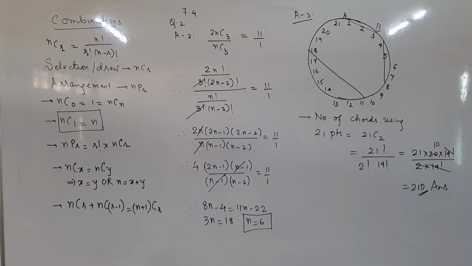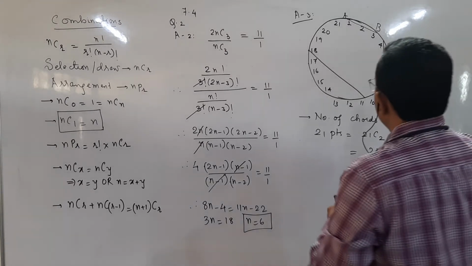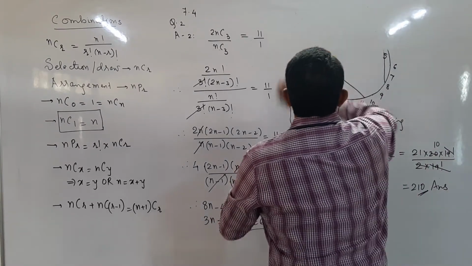What is the answer, students? 21C2. And 21C2 works out to be, students, 210. Now, students, in permutation and combination, another important aspect is the and/or theorem.